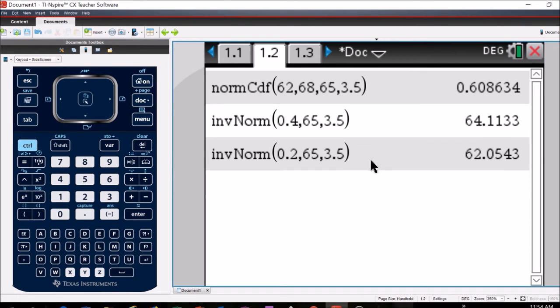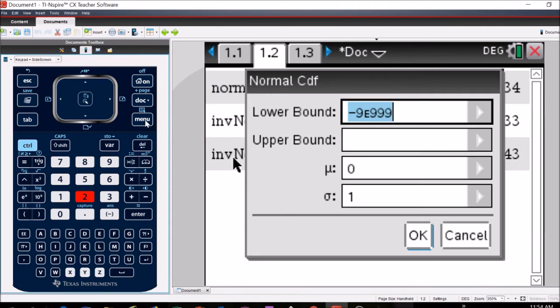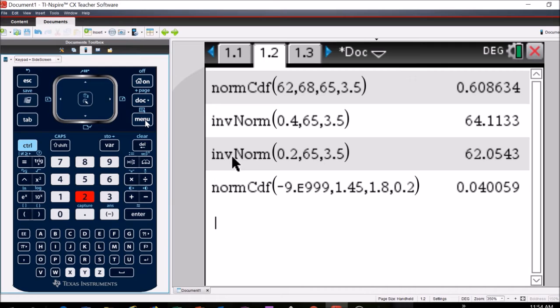All right, so the first one is a regular norm CDF. So menu 552. Lower bound is negative infinity. They already did that for us, so thanks a lot. 1.45 for the upper, mean of 1.8, and standard deviation of 0.2. This feels like it's going to be a small number to me. And sure enough, it is. It's about 4%.